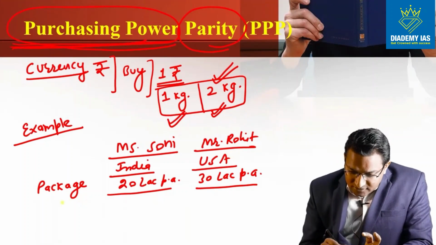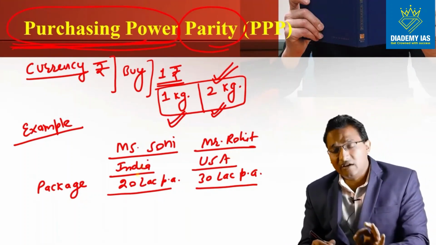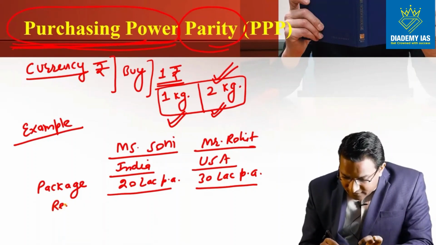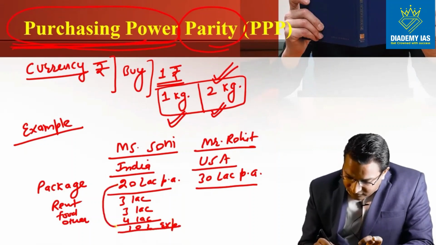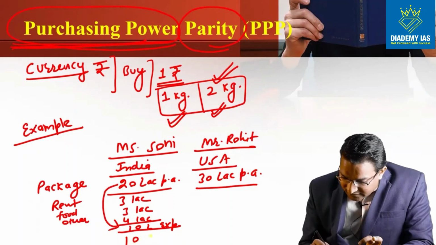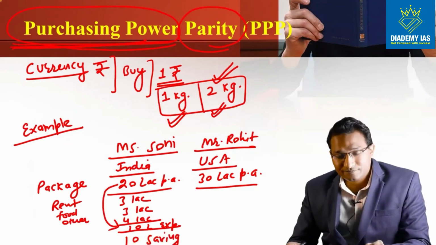So out of this 20 lakh rupees, if we see the expense diary of Miss Soni for a year, she spends on rent 3 lakh rupees, for fooding 3 lakh rupees, and for other expenses she spends 4 lakh rupees. So the total expenses are 10 lakh, and that means out of 20 lakh, if 10 is the expenses, 10 is the saving. So 10 lakh rupees is the saving of Miss Soni.